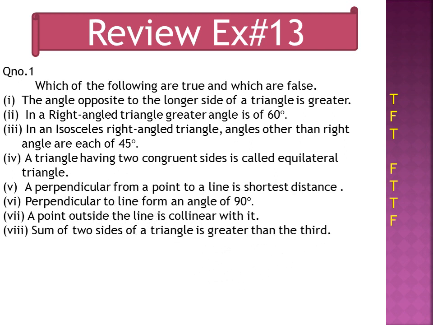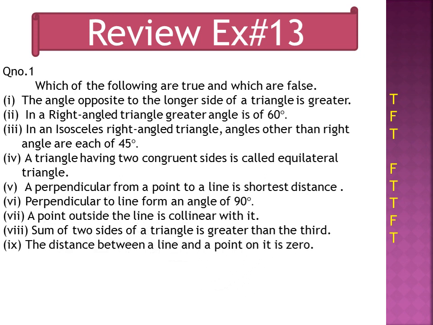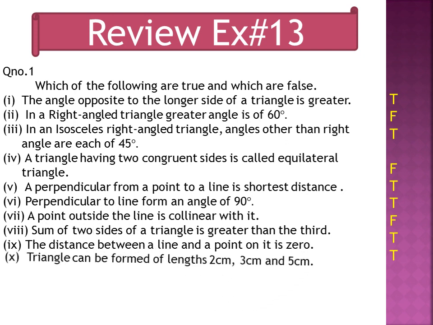Next is: the sum of two sides of a triangle is greater than the third side. This statement is true because in a triangle, the sum of any two sides is always greater than the third side. In the next statement, you can see: the distance between a line and a point on it is 0. This statement is also true. And the last statement is: a triangle can be formed of lengths 2 cm, 3 cm and 5 cm.